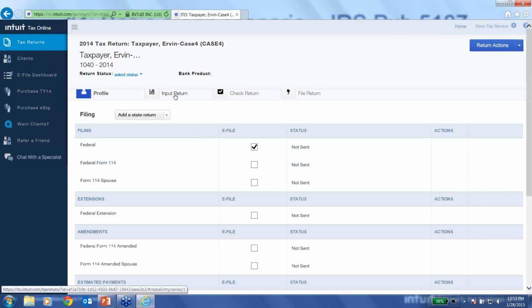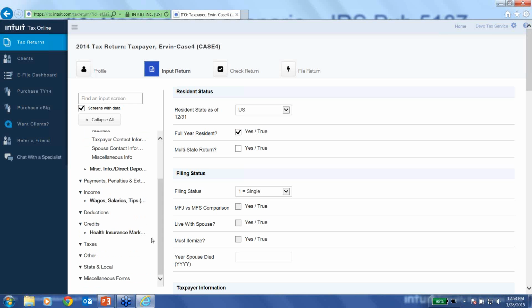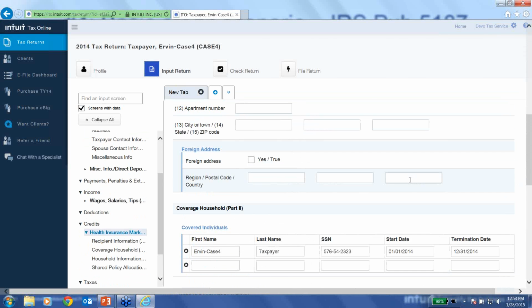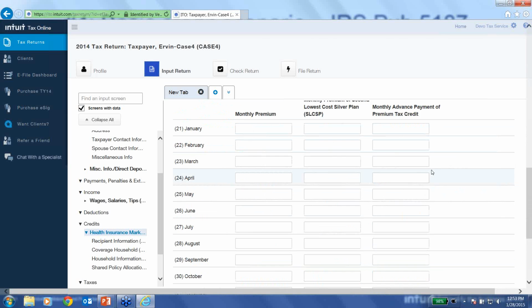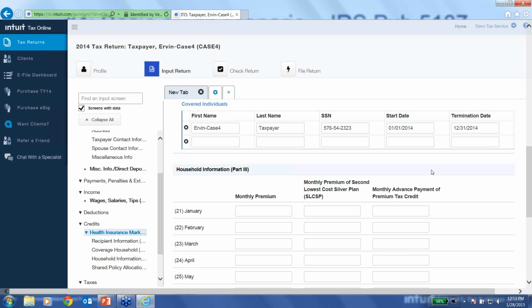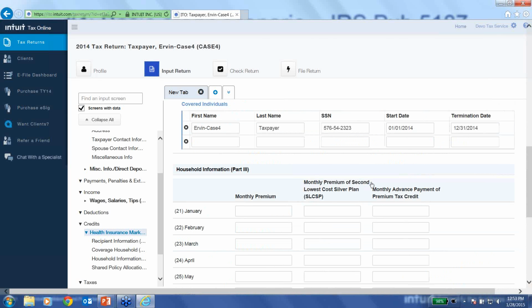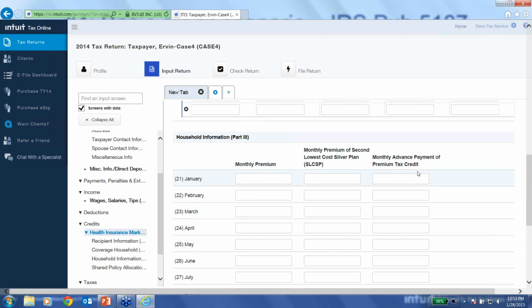Okay, we pull up scenario number 4. Going to go into health insurance marketplace. Irvin had insurance January through December, and that shuts off the penalty. And then we come down to the premiums of $5,000 for the year. Premium for the second lowest cost silver plan, $5,200, and no advance payments.